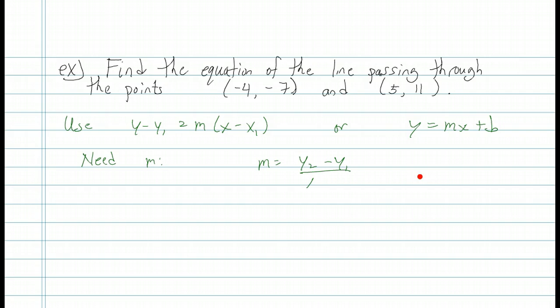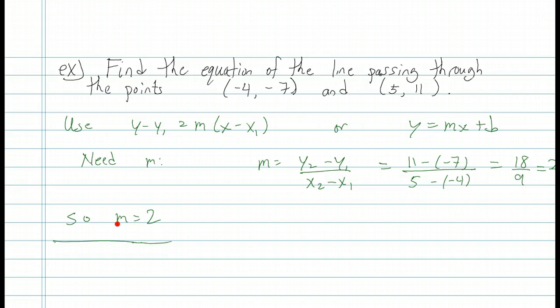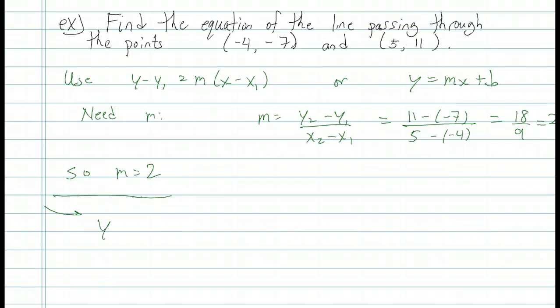So we need to use our slope formula, rise over run, difference in the y components divided by the difference in the x components. So for this, we're going to call this one x2, y2, this one x1, y1, and then you look at your ratio. You get 11 minus -7 divided by 5 minus -4. Simplifying on top, be careful with the minus signs. You get 18 over 9, which is 2. So our slope is 2. Now we're going to need that whether we use the slope intercept form or the point slope form.